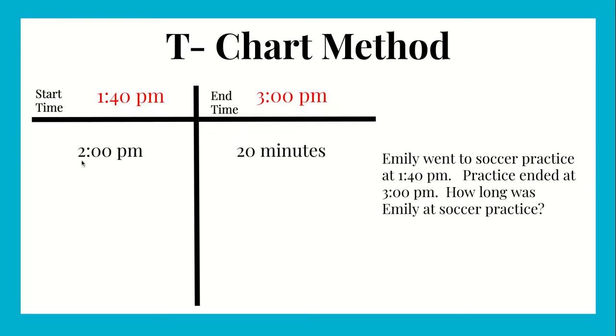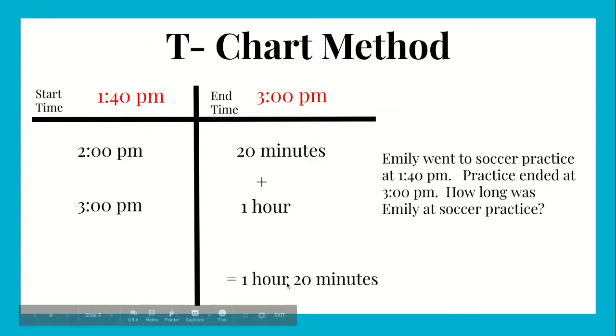How do I get from 2 o'clock to 3 o'clock? Because my goal is now to make that bigger jump. That is 1 hour. So now, ding, ding, ding, I got to my end time. I was trying to get to 3 o'clock and I'm there. So all I have to do now is add up how much time I fast forwarded to see how much time went by between those two times. So if I did 20 minutes and an hour, altogether, that equals an hour and 20 minutes. So how long was Emily at soccer practice? She was at soccer practice for an hour and 20 minutes.